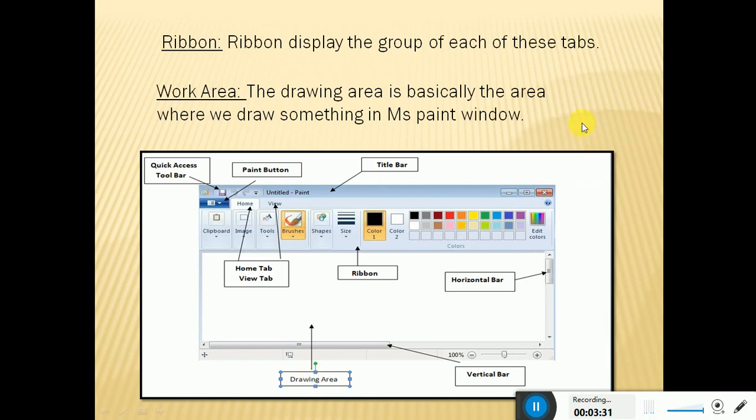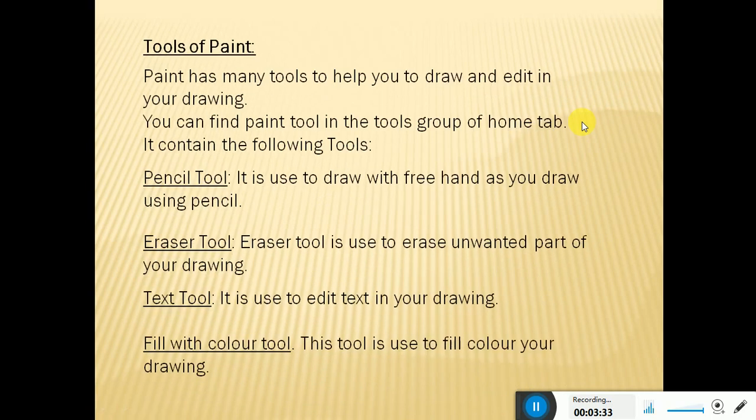Now just move on to the next slide, that is tools of Paint. Paint has many tools to help you to draw and edit in your drawing. You can find Paint tools in the tools group of the home tab. It contains the following tools. The first one is pencil tool. It is used to draw freehand as you draw using a pencil.